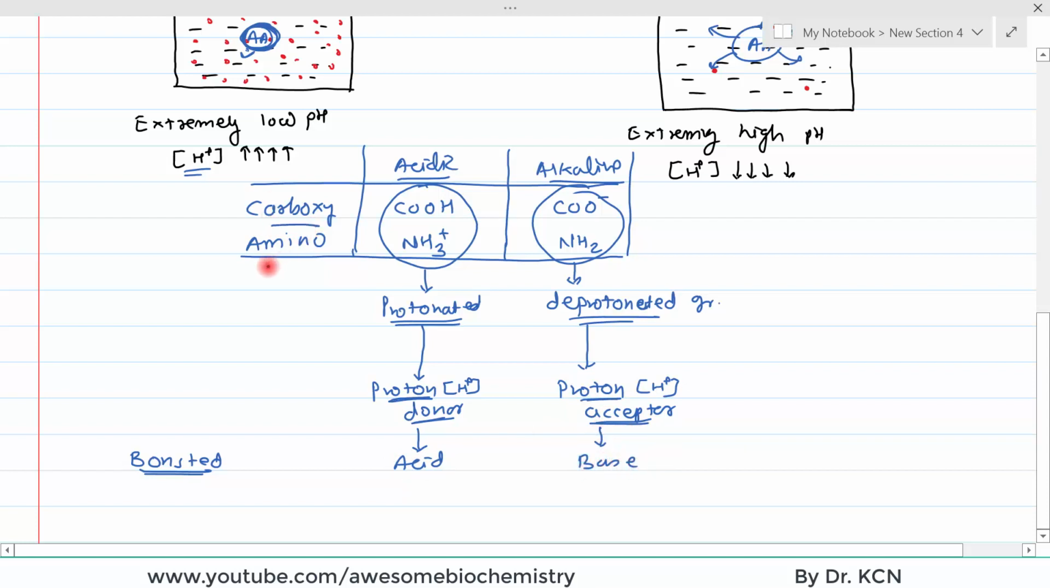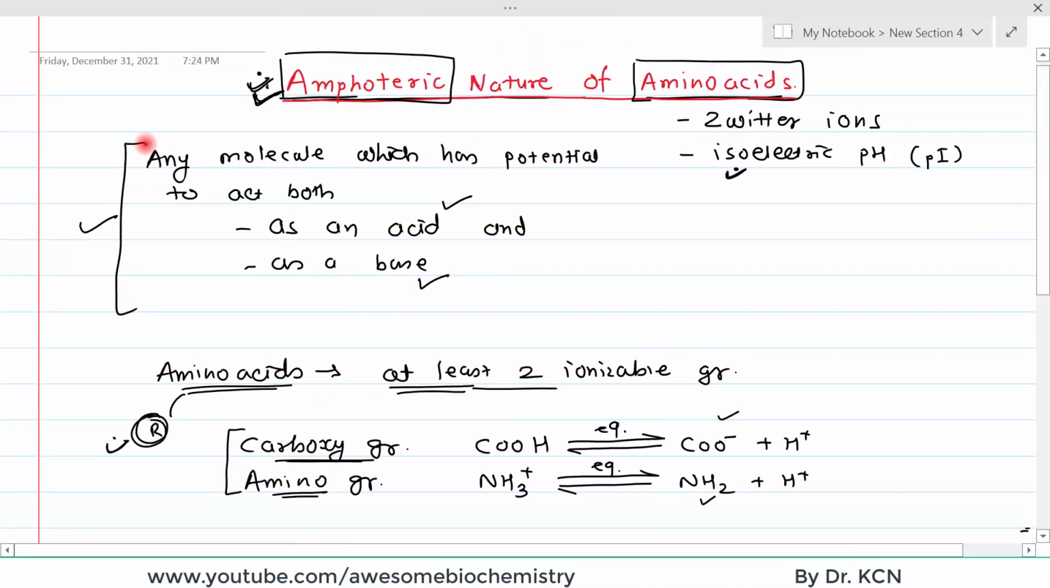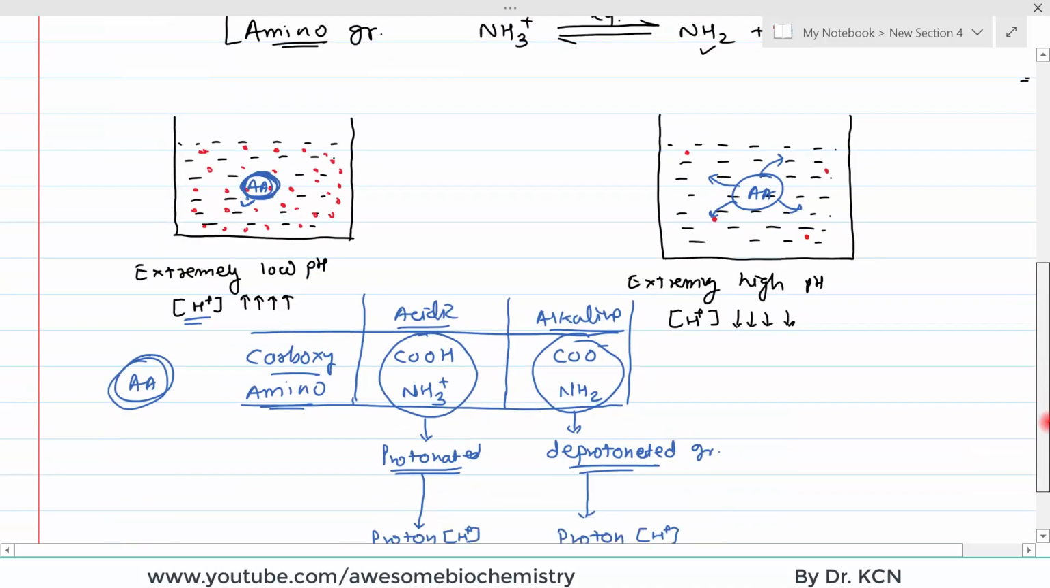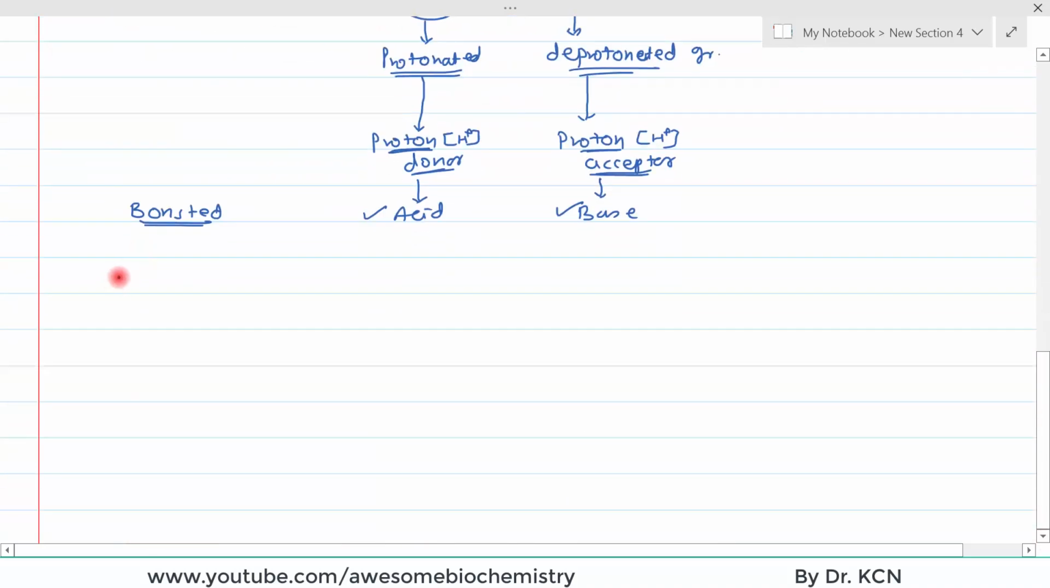And remember, this carboxy and amino both are part of amino acids, right. So, can we say that an amino acid can act as an acid as well as a base depending on the pH of the surrounding? This matches the definition of amphoteric nature. That is why we call amino acid an amphoteric compound. Now, let us try to understand this concept by taking the example of glycine.